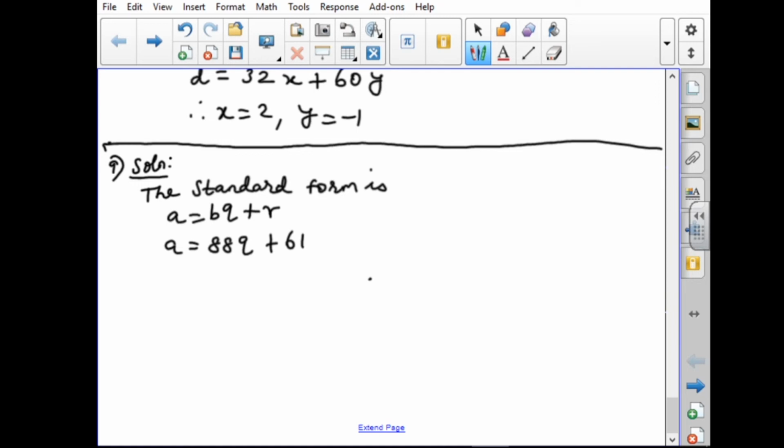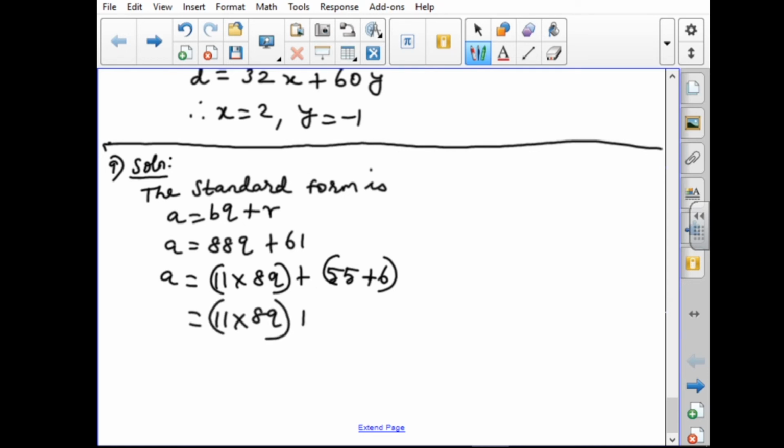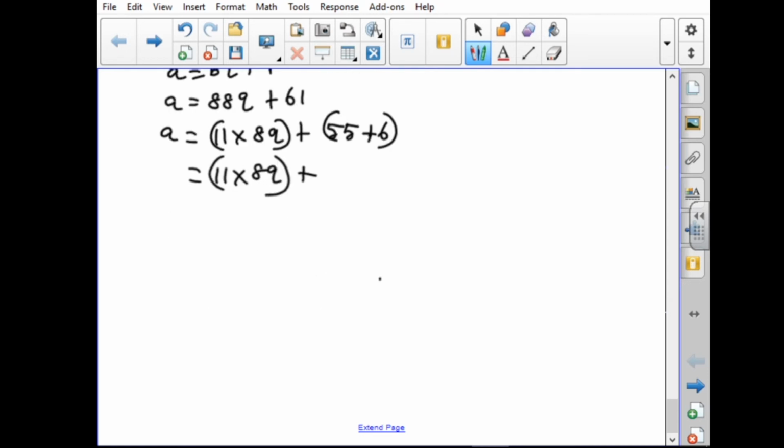One unknown positive number is divided by 88. So 88 is given, q is not given, and the remainder is given, that is 61. This we can write like this: 88 we can write as 11 into 8, so 11 into 8q plus 61. We have to split 61 first like this: 55 plus 6. Next you have to write 11 into 8q plus 55, and 55 we write as 11 into 5, plus 6.